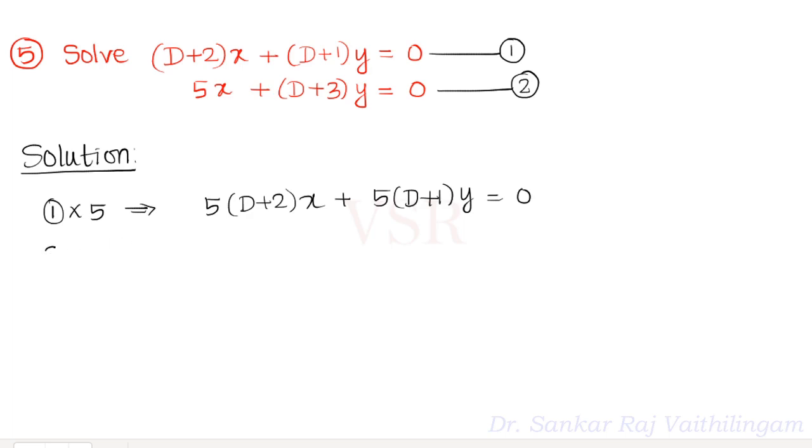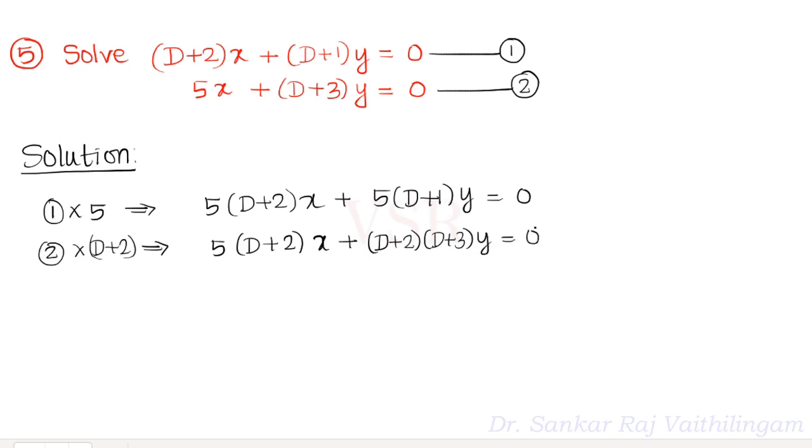The second equation is multiplied with d plus 2. I multiply by d plus 2. So what we will have, this is equal to 5 into d plus 2 because 5 is a constant. Okay, d plus 2x plus d plus 2 into d plus 3 into y which is equal to 0.